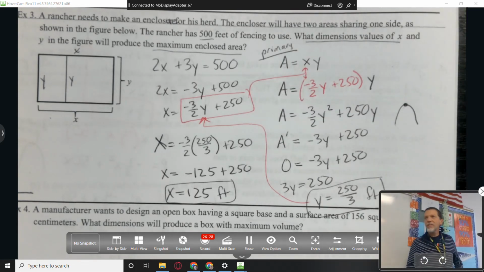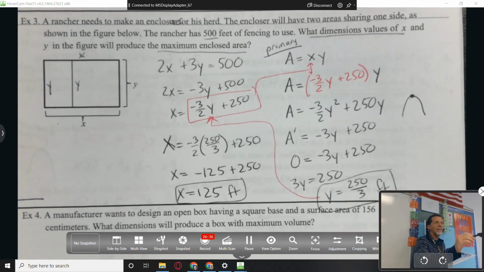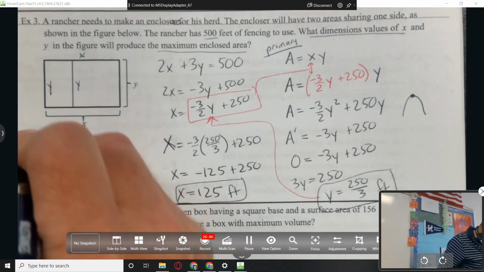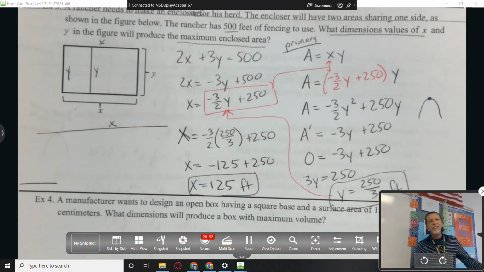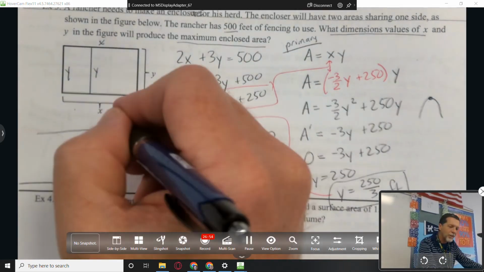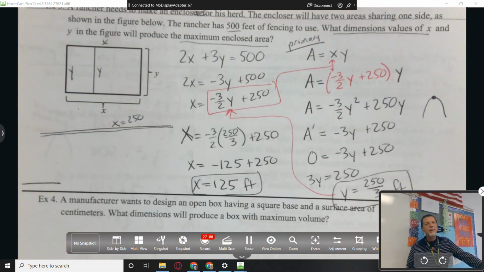Do you know what else they could easily ask on this problem? Minimum, maybe? Okay, they could ask the minimum area. Do you know what the minimum area would be looking at that? You probably don't, but if you let Y be 0 and you just ran the track of fence, X equals 250 feet down and 250 feet back, there's your minimum area. That wouldn't be much of an enclosure, but that would be your minimum. So it probably would not ask for a minimum.